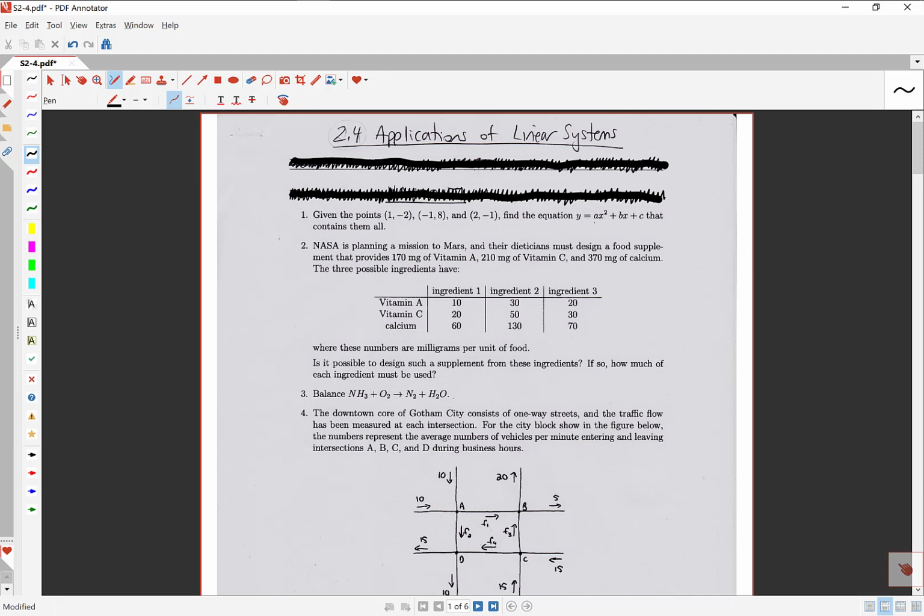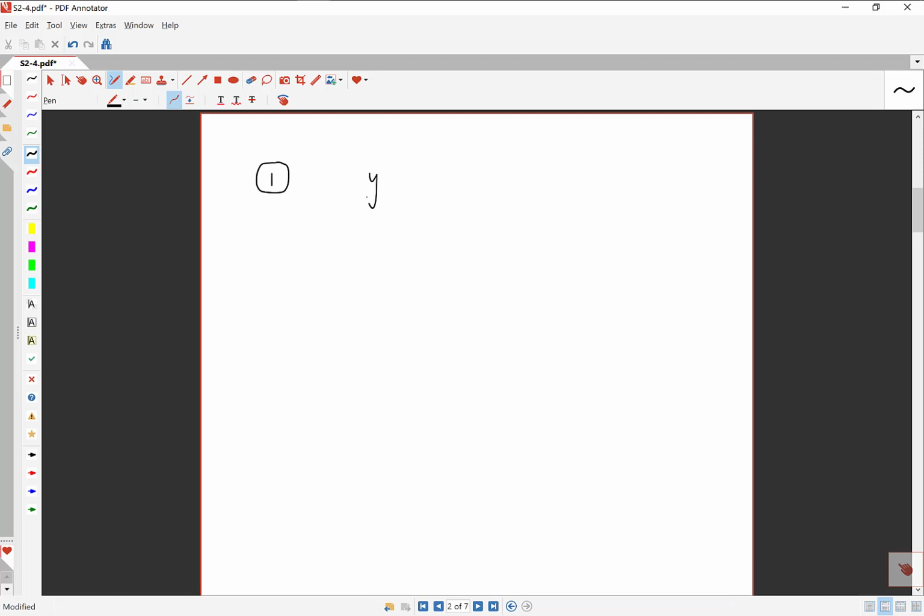of the parabola y equals ax squared plus bx plus c that contains those 3 points. So first thing we can do is write down that equation y equals ax squared plus bx plus c. And we're going to start with our first point, which was x equals 1, y equals negative 2, and we're just going to sub that into our equation.